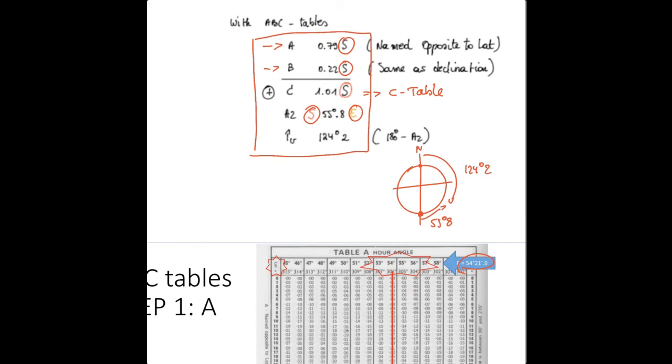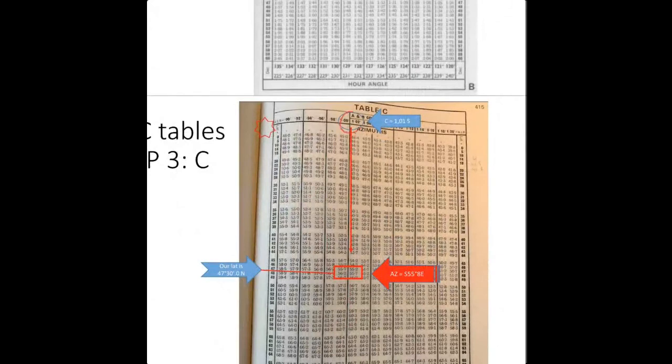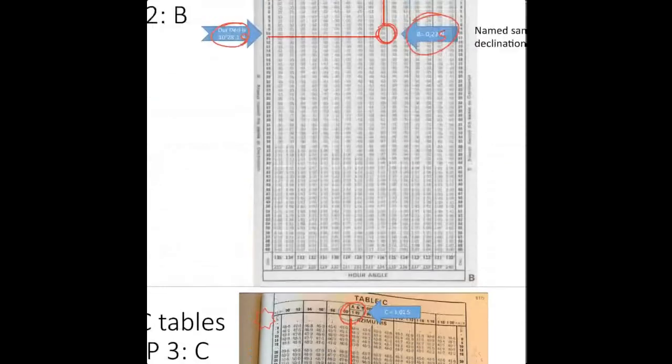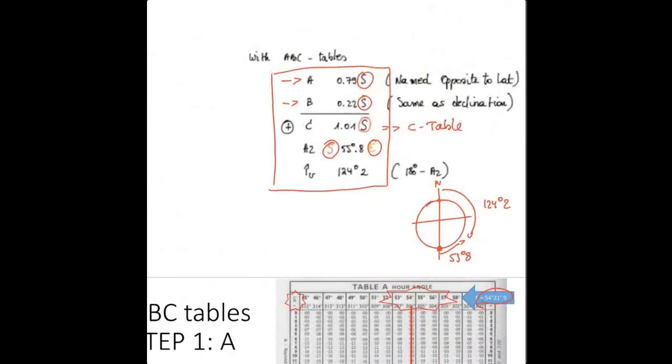Okay, so we go to the C table. 1.1 is somewhere in between. Our latitude is 47.30, so this gives us approximately 55.8 for the azimuth. Okay, south from C and east from E. Please pay attention. I will change these values here in the PowerPoint, and then I will put a corrected version on Blackboard. Okay, so this is our first result.